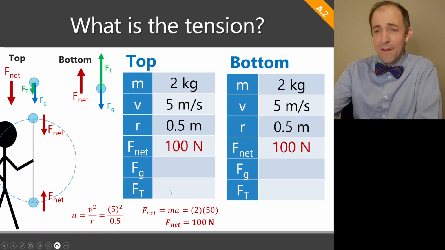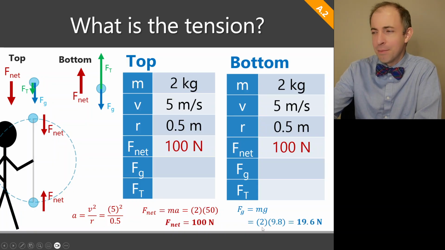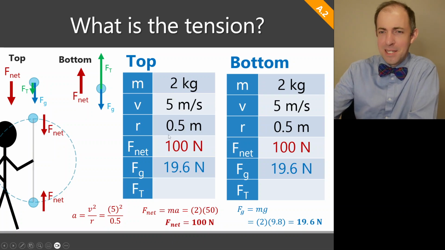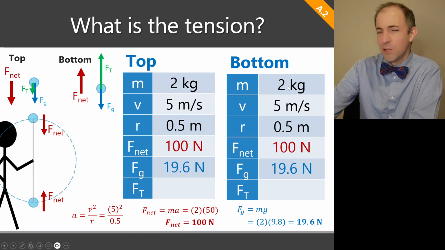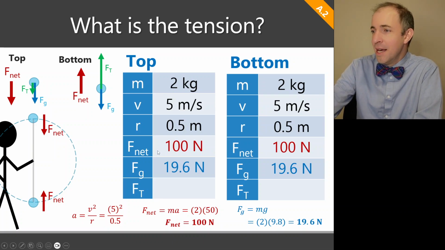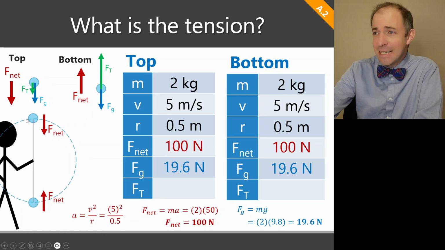Now, Fg is the force of gravity. That's just mass times gravity, gravity being 9.8. So 2 times 9.8 is 19.6. That's the same on the top and the bottom because it's the same mass, 2 kilograms both times. The only difference here is going to be Ft.